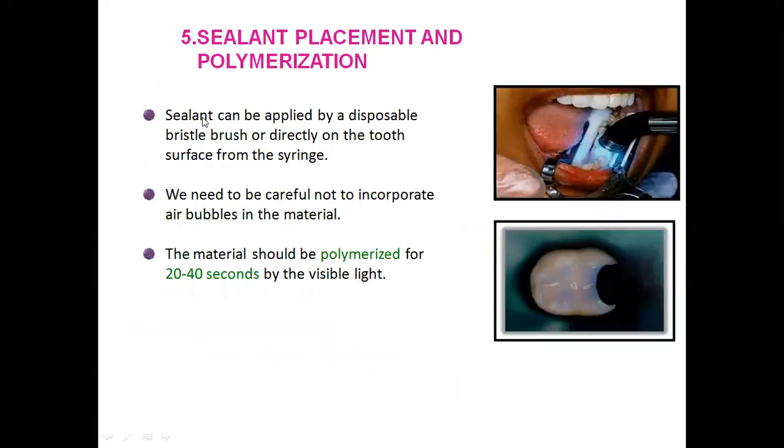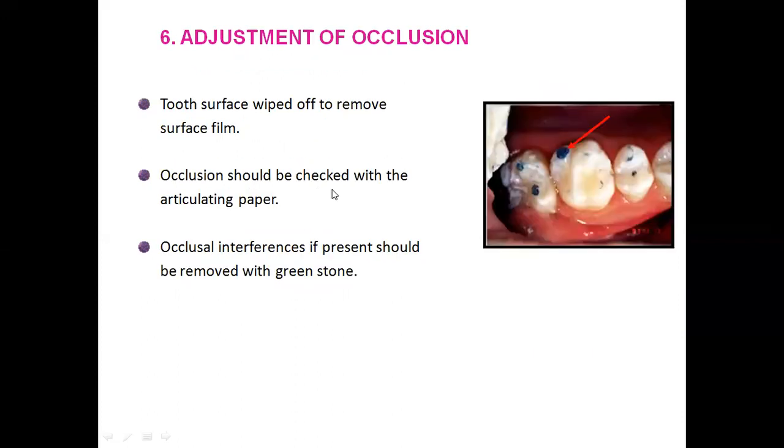Then we apply the sealant over the pit and fissures, and we should be careful that the pit and fissure does not have air bubbles during application. The material should be polymerized for about 20 to 40 seconds by visible light. After 20 seconds of curing, we check for any high points. If high points are present, we should remove them.